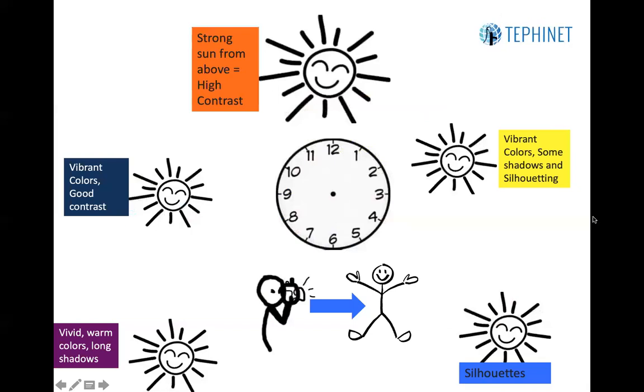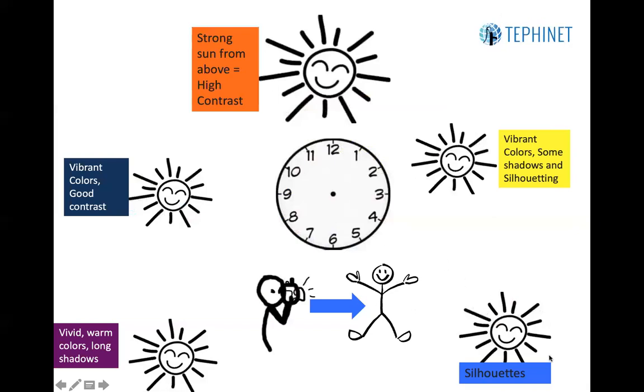Then from 2 to 4, as the sun starts to go down a bit, you have vibrant colors, you have some shadows and silhouetting. If your subject's right here and your sun is legitimately here, you will get a little bit of a silhouette because the light is behind the subject.